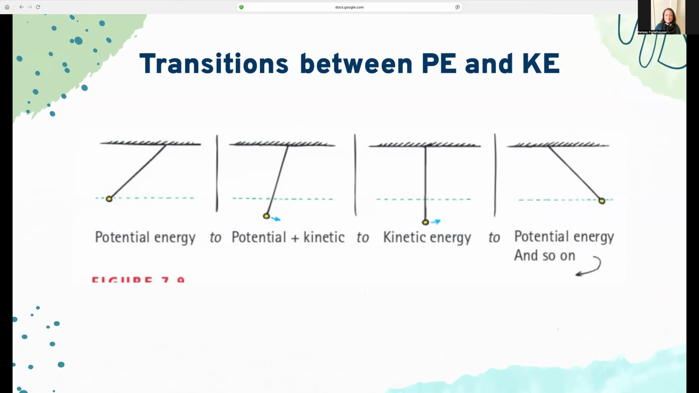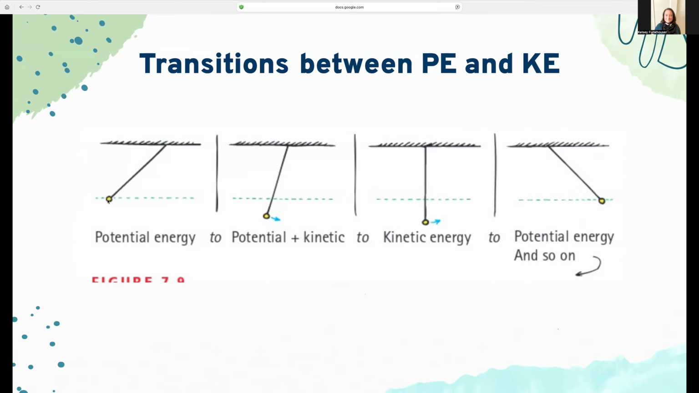So that was kind of an example of transitions between potential and kinetic energy. But here are some different snapshots of a pendulum. A pendulum is like an object hanging from a string that swings back and forth. So that's what we're looking at here. It is at this certain height here indicated by the green line. So at that point, it's not moving. We know that because it doesn't have this little vector showing us that it's moving.